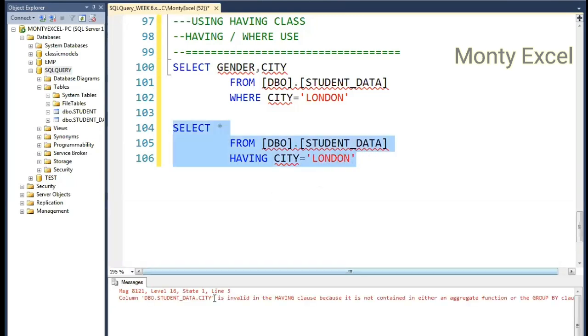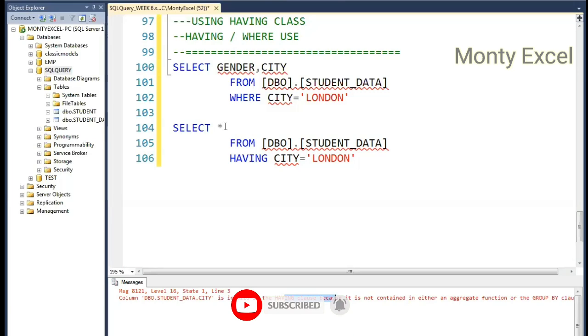Let me run this again. Invalid having clause because it does not contain any aggregated function. So if I use an aggregated function, it again becomes mandatory to use the group by clause. Okay, it's clearly mentioning that you need to use the group by clause, and you should have an aggregated function, and having clause cannot be used in the property.